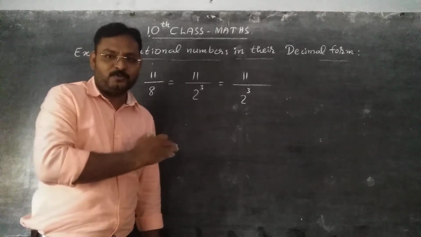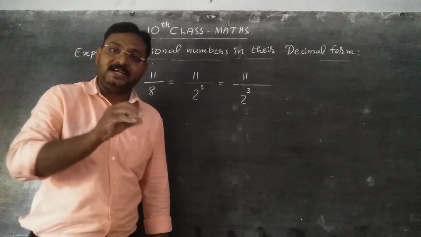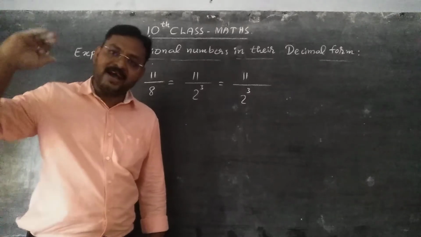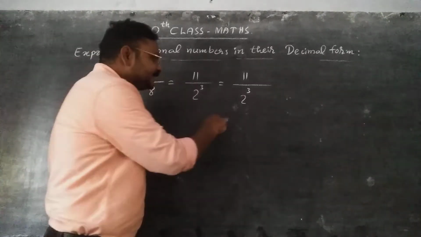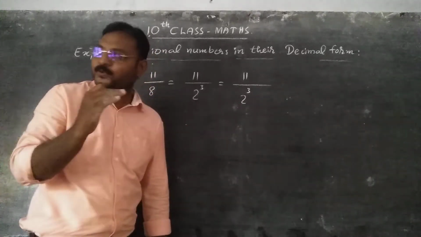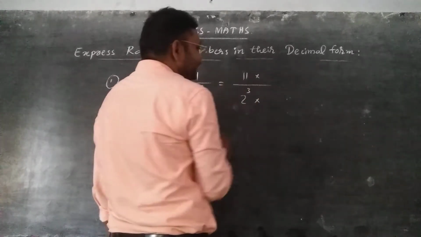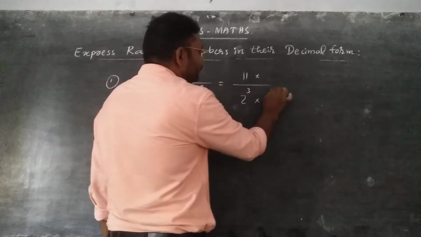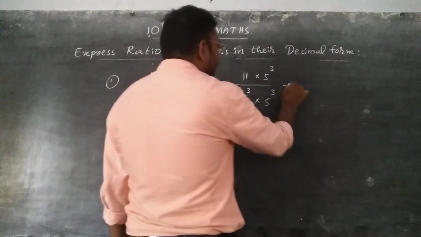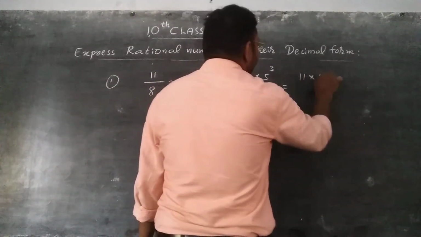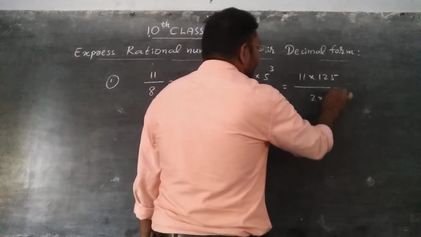If the base is 2, we have to bring a number 5. In the previous problem the base was 5, so we brought 2. Here 2 is the base, so we have to bring 5. So multiply each numerator and denominator with 5 cube. Now it is 11 into 5 cube, which means 125, divided by 2 into 5 whole cube.